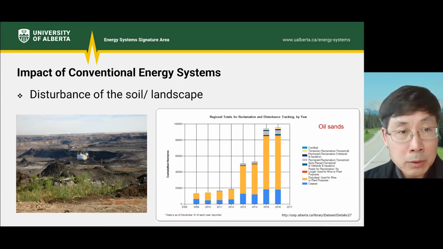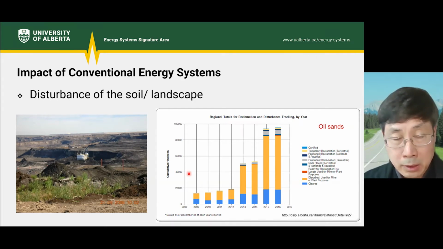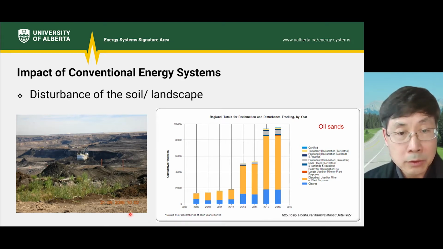So the first one is about the impact of conventional energy systems on the soil or on the landscape. And obviously, and I'm sure you have seen many pictures like this before, a lot of the conventional energy systems will cause a huge surface soil disturbance. This one is taken from the oil sands, and the data on this graph is also based on the oil sands as well. So a huge area could be disturbed if the conventional energy resource is being mined through surface mining. And as a result of that, large areas would need to be reclaimed. And so this figure again shows that a lot of surface area disturbance.